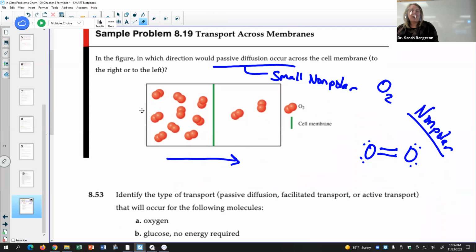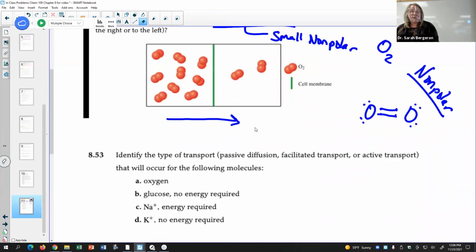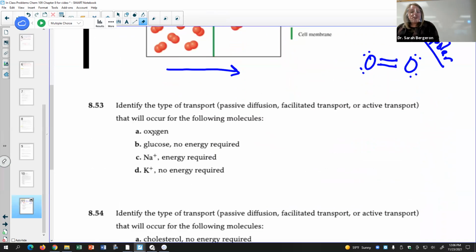They go from an area of high concentration to an area of low concentration, right? So when we're looking at things, we have to decide whether they're going to be able to go through passive diffusion or if we're going to have to help them. There are two different ways that you can help molecules get across a cell membrane. You can have what's called facilitated transport.